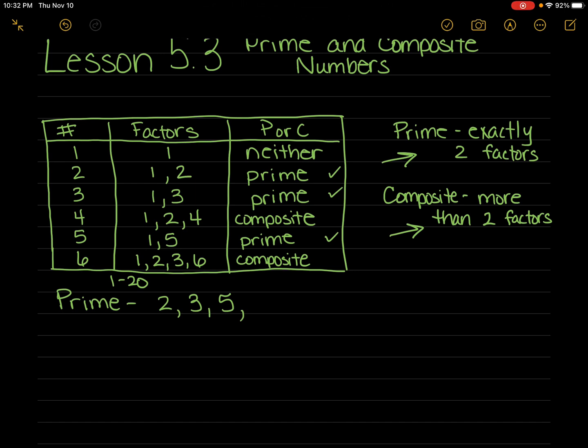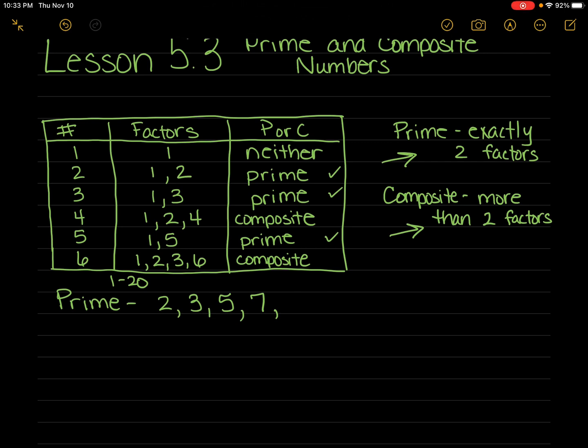Okay, so if 2, 3, and 5 are prime, let's keep going and talk about the rest of the numbers. 6 we know is composite because it was on our chart. What about 7? 7 is prime. 8, no, because 8 has more than 2 factors. 8 would have 1, 2, 4, and 8. So 8 is not prime.